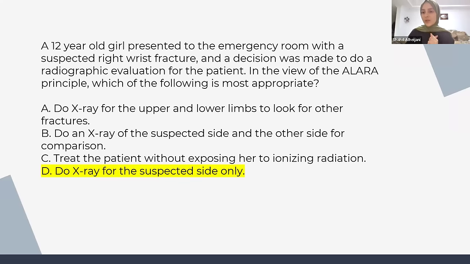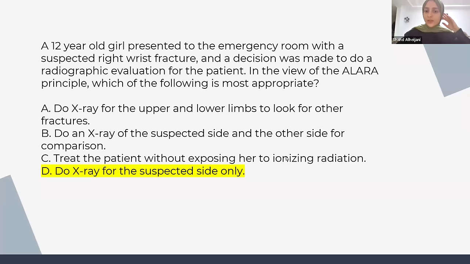So when we talked about the ALARA principle and the ICRP, we said there has to be justification, optimization, and dose limits. So in this case, which aspects are we thinking about? We're thinking about optimization. So you only do the X-ray for the suspected site and suspected parts. A patient with a right wrist fracture does not need a whole chest X-ray and everything. You only do X-ray for the suspected site. You don't need to do it for the upper and lower limbs.